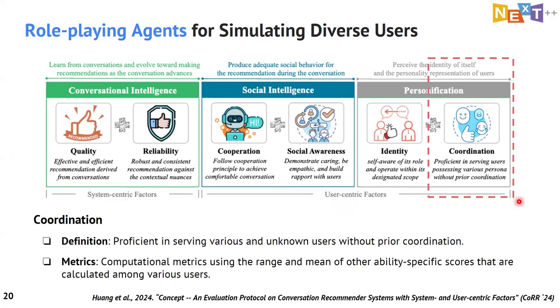And here I will mainly focus on one of the metrics, which is called coordination. The definition is that we expect a good conversational recommender system to be proficient in serving various and unknown users without prior coordination. So the metric is computed using the range or mean of other ability-specific scores that are calculated among various users. So we can think that we will have different types of simulated users. We will calculate the other types of metrics for different types of simulated users, and we get the range and the mean of these scores to see how well the conversational recommender system can actually interact with different kinds of users.